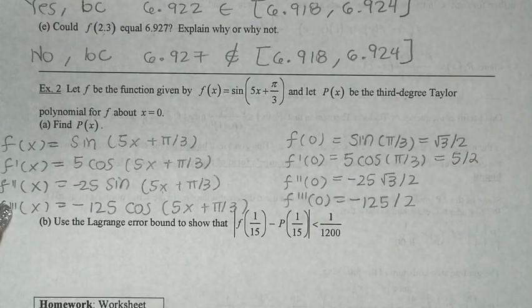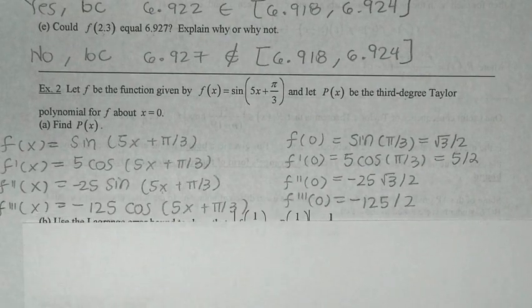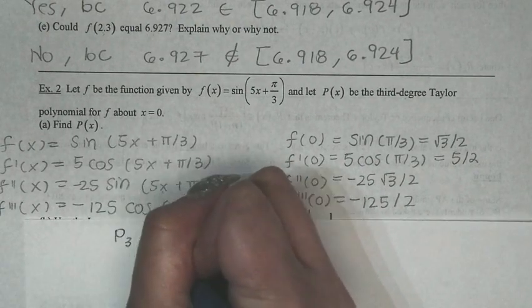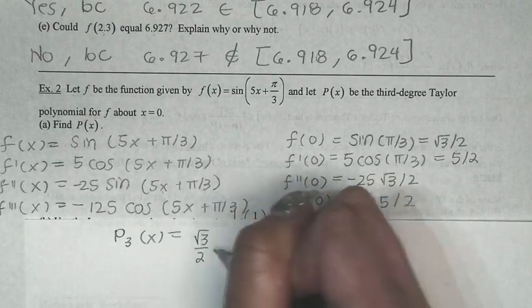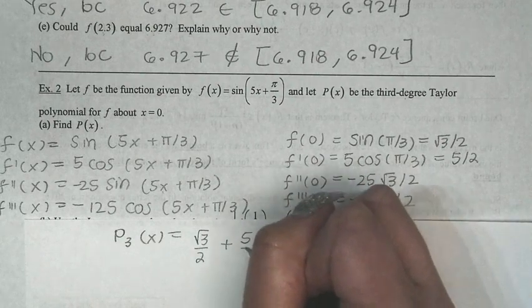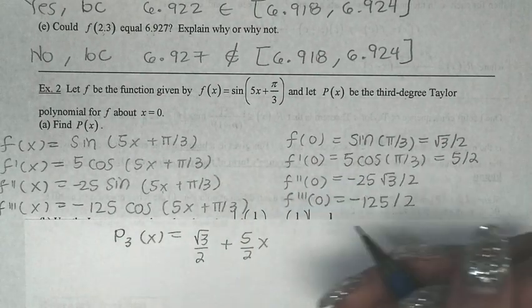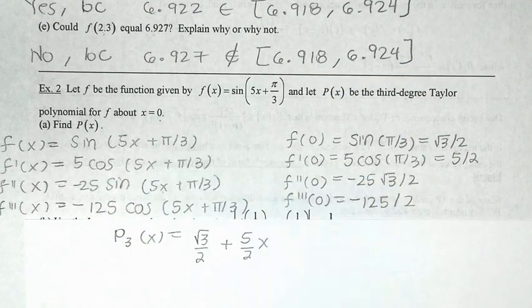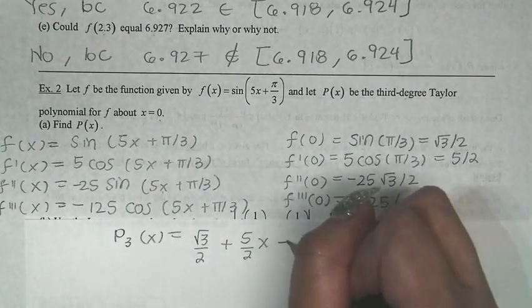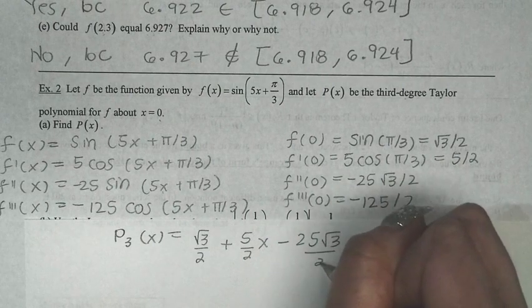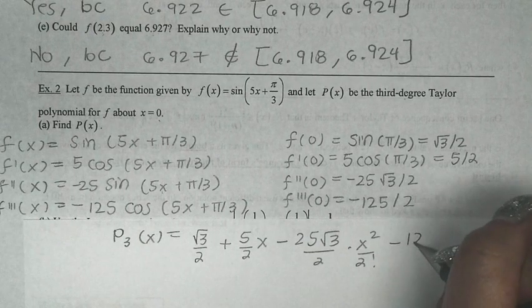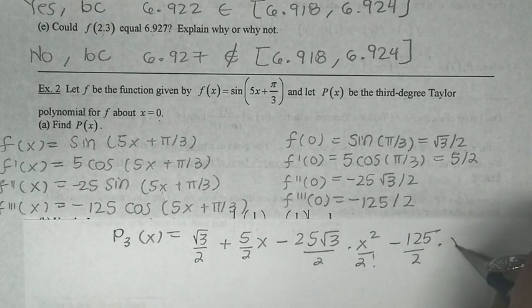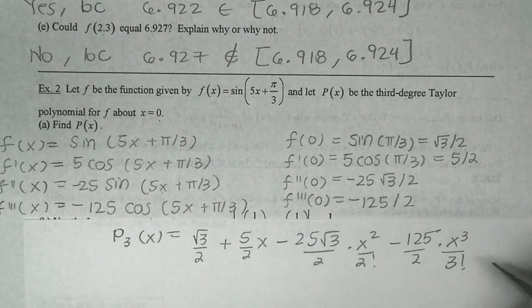Okay, so now we can build our polynomial of degree 3. Since I really like to put the degree there, polynomial degree 3. So it's going to be equal to root 3 over 2, plus 5 divided by 2 times x, because it's x minus 0 since you are centered at 0. Then it's going to be minus 25 root 3 divided by 2 times x squared divided by 2 factorial, and then minus 125 divided by 2 times x to the power 3 divided by 3 factorial, okay?